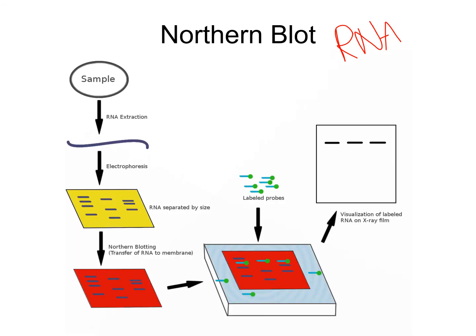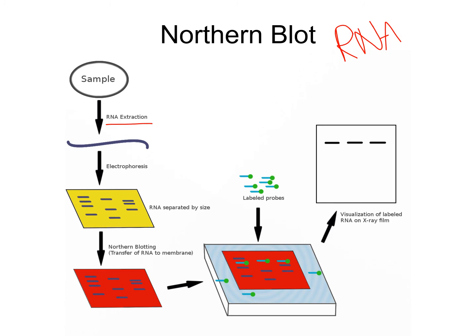A northern blot is closely related to a southern blot, but a northern blot is looking for a particular sequence of RNA. So that's the difference. Southern blot is looking for a sequence of DNA. Northern blot is looking for a sequence of RNA, but the process is basically the same. So in the process of a northern blot, this time you're extracting RNA because that's what you're looking for, the presence of a particular RNA.